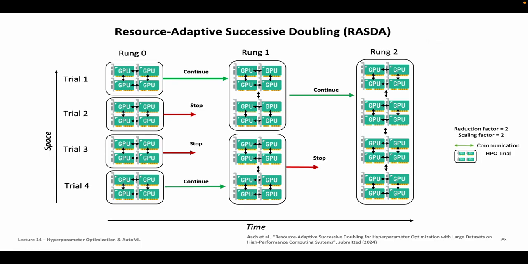And in general, this method is very suitable for application on parallel computing systems, such as high-performance computing systems, where, of course, you have lots of GPUs available that you can leverage to run your hyperparameter optimization.